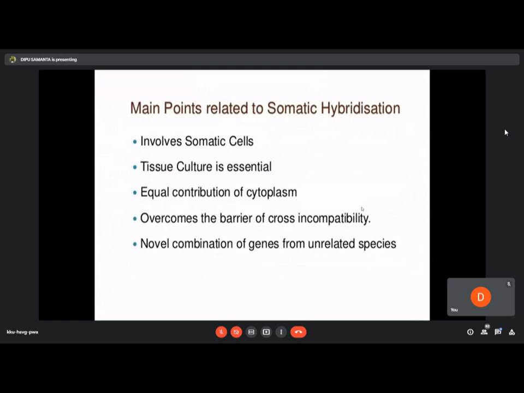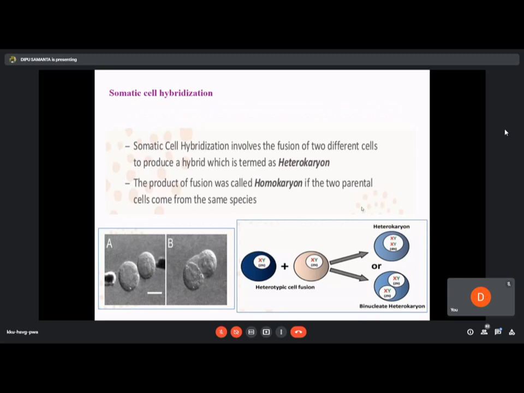Coming to the major points related to somatic hybridization: it involves somatic cells. Tissue culture is very essential for somatic hybridization. There is equal contribution of cytoplasm, and it overcomes the barrier of cross incompatibility. A novel combination of genes from unrelated species is an important factor. After somatic hybridization, we find heterokaryon formation, which involves the fusion of two different cells to produce a hybrid. Sometimes fusion produces homokaryon, where two parental cells come from the same species. This is a pictorial representation of somatic cell fusion.